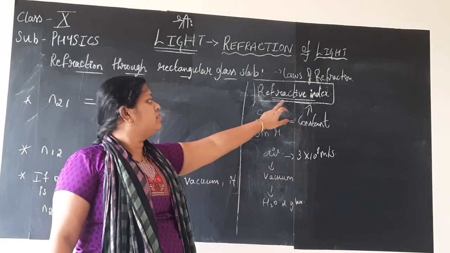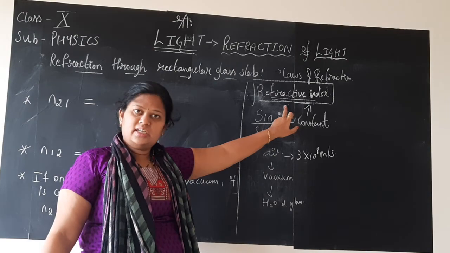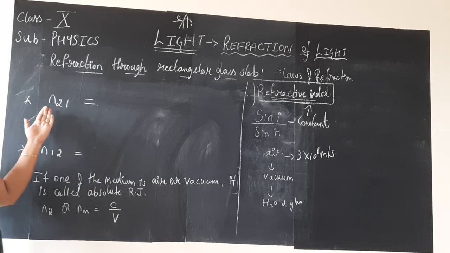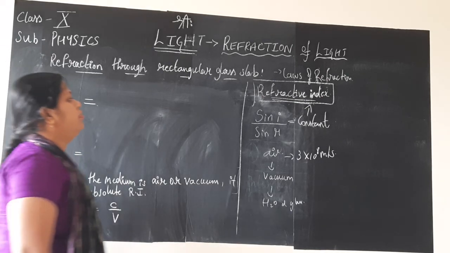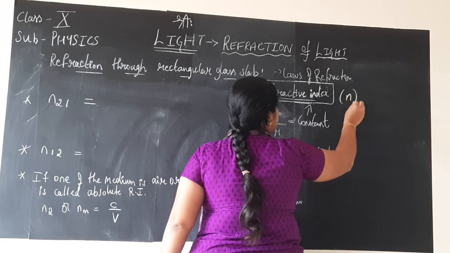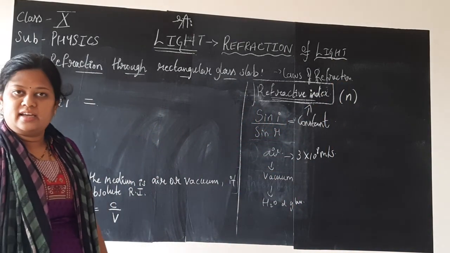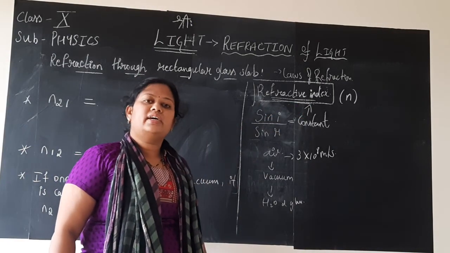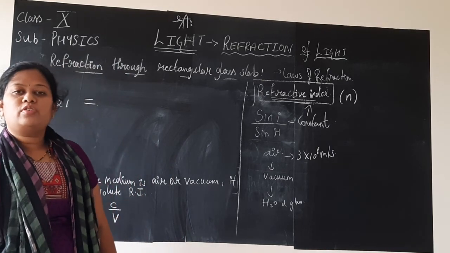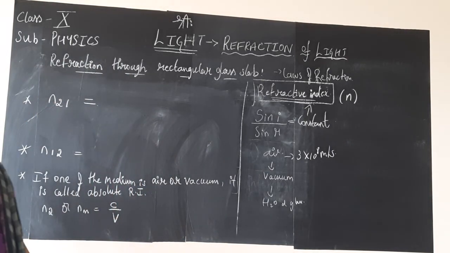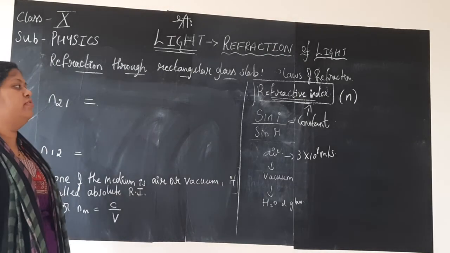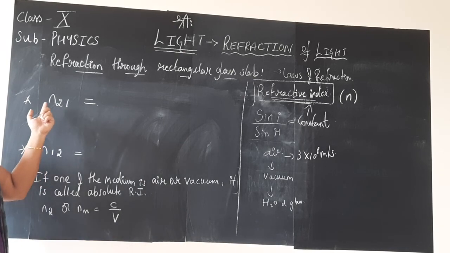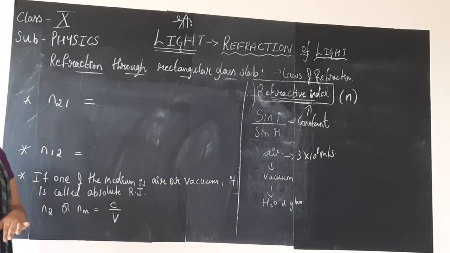That in turn results in the concept of refractive index. So, this constant is called the refractive index. One more important thing children, refractive index is represented by the small letter n. You cannot change the notation. When we talk about the process of refraction with respect to two media, the refractive index is defined as the ratio of the speed of light in those two media.